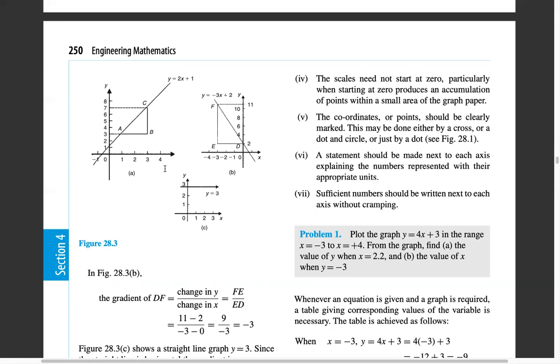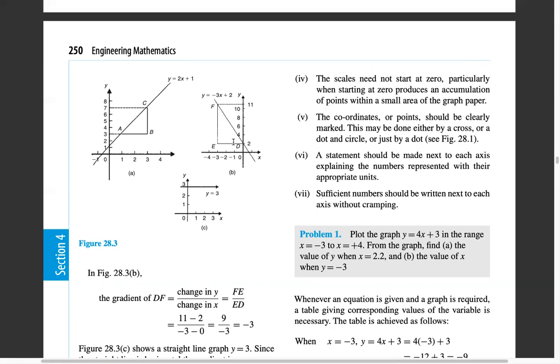Think of climbing a hill. The more steep a hill is, the more difficult it is to climb. So gradient is a measure of how steep a line is. So this line here has a high gradient compared to this horizontal line in part C, where the horizontal line has no gradient. It's like walking flat on the floor.